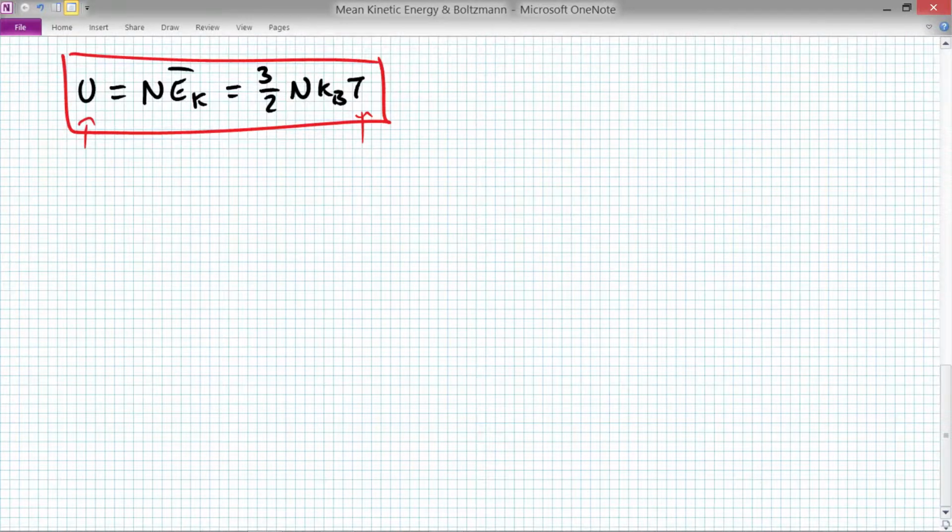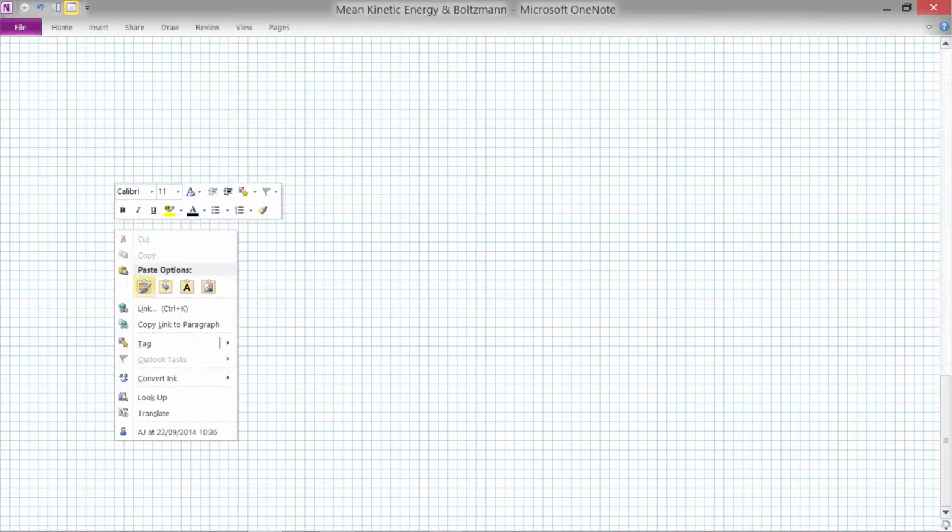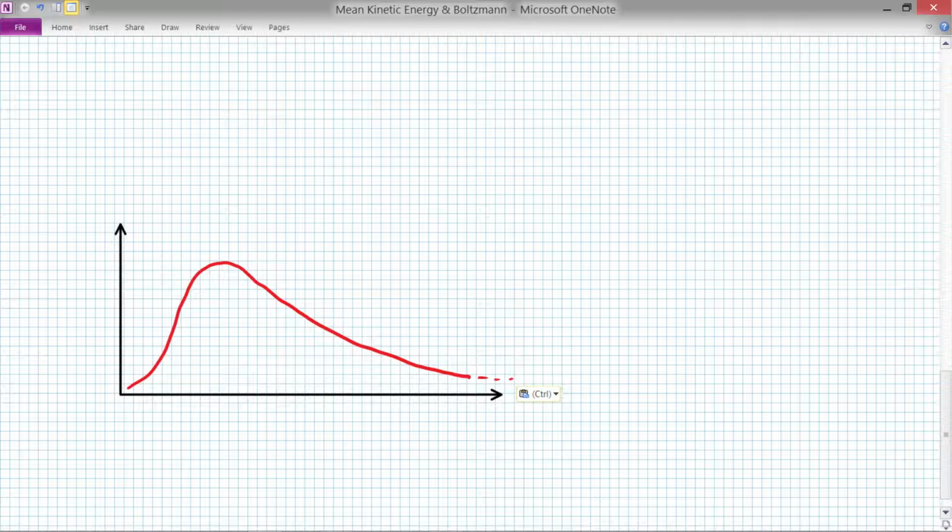Okay, so the last thing that we looked at last week, and the final thing I'll talk about in the video, is we looked at our Maxwell-Boltzmann distribution.